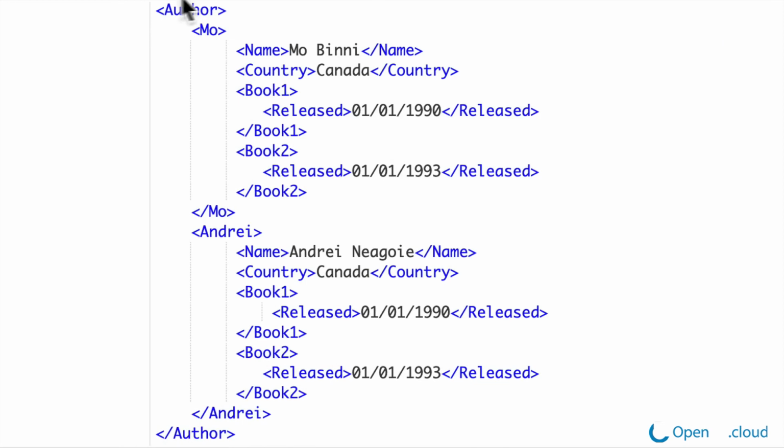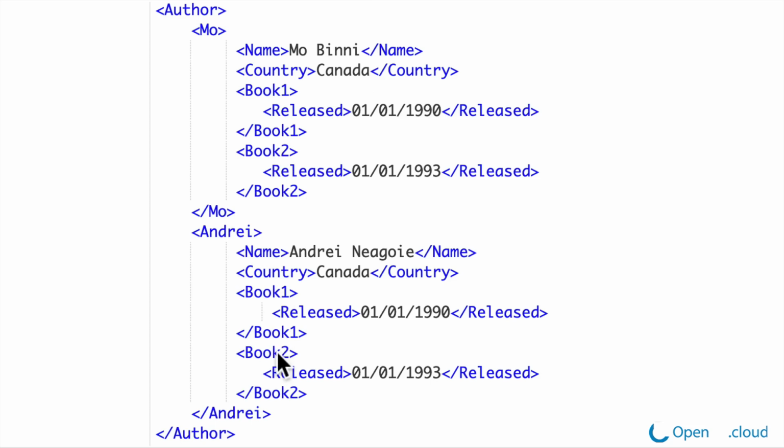We have a parent node author, and then we have a child node, Mo, and a child node, Andre. And Mo and Andre are storing some data about themselves. They're storing their name, and they're storing their country. These are directly related to Mo. And then they're also storing their books, book one, book two, and the release dates. And Andre is doing the same thing. He has his name and his country, his books.